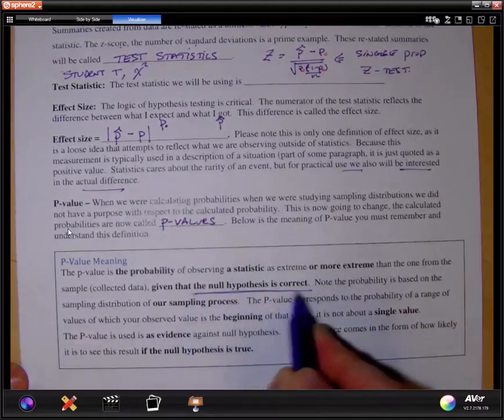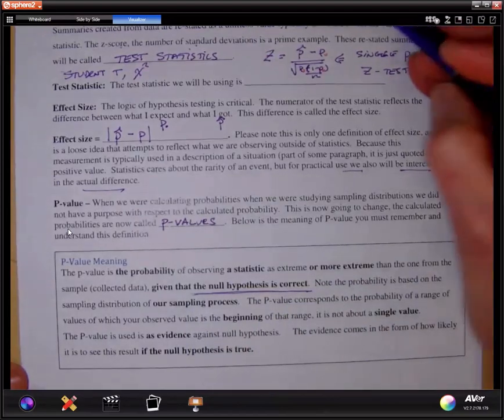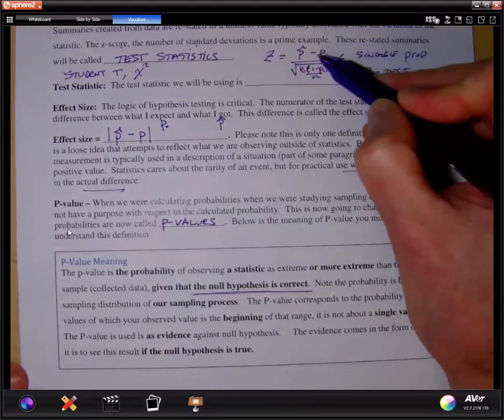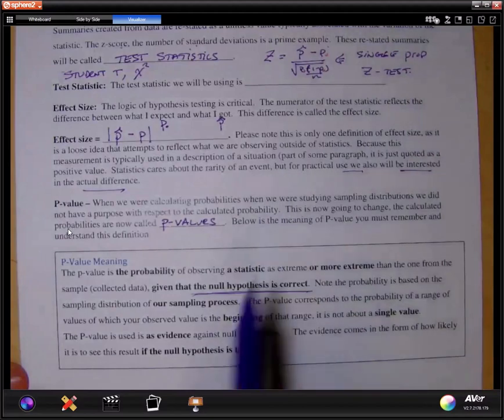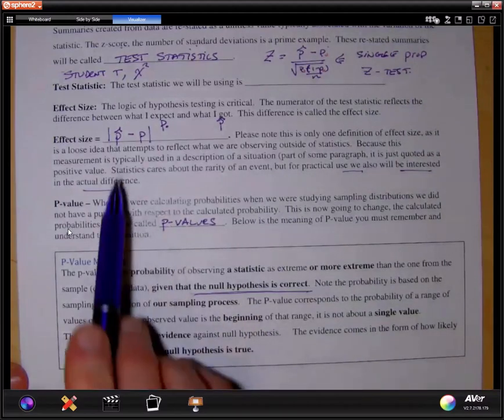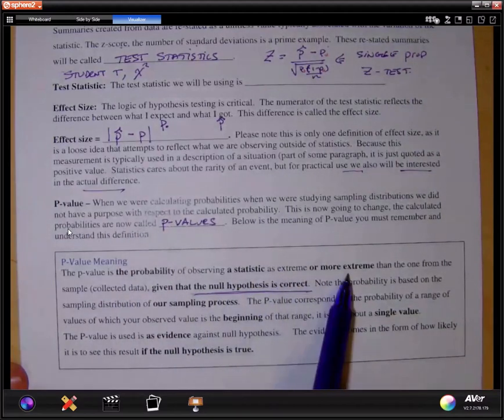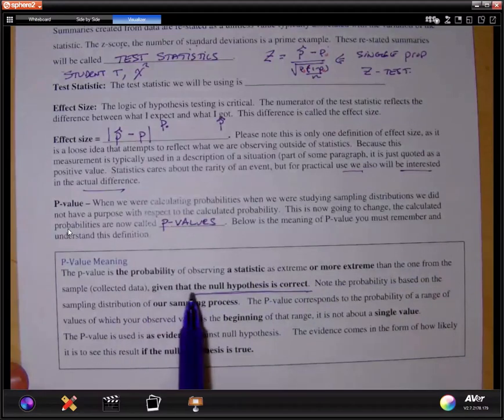We're going to assume the null hypothesis is correct, and that is signified by using p right here. So this is your null value. It gets this position because we assume it is true. And now what we're saying is, what's the probability of observing a statistic as extreme or more extreme than the one that we got, given the null hypothesis is correct?